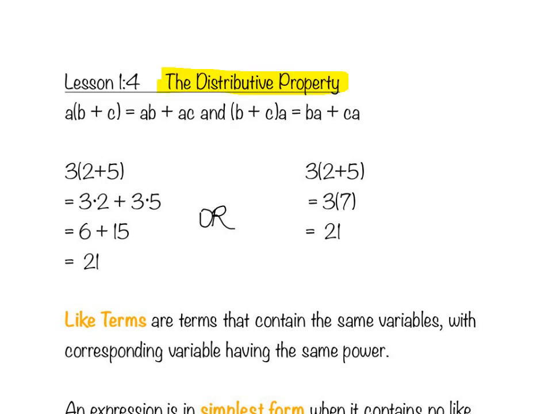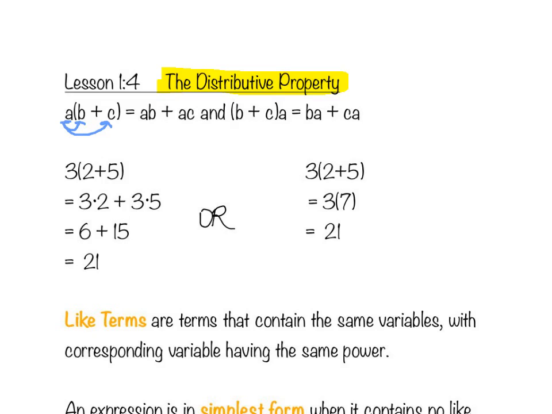variables. It says this: if you have A times the quantity B plus C, what you can do is you can distribute the A to the B and distribute the A to the C. And you would get A times B plus A times C.